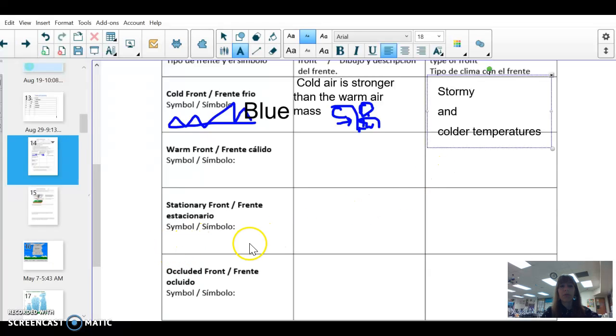Stationary front, remember that it has triangles on one side, semicircle on the other. Triangle, semicircle. That would be red and blue. The air masses are the same strength, and therefore I would have a cold and a warm meeting, but they kind of go back and forth. Temperatures are going to stay about the same, and when I'm looking at conditions, they're going to be rainy, not as stormy, and cloudy and foggy.